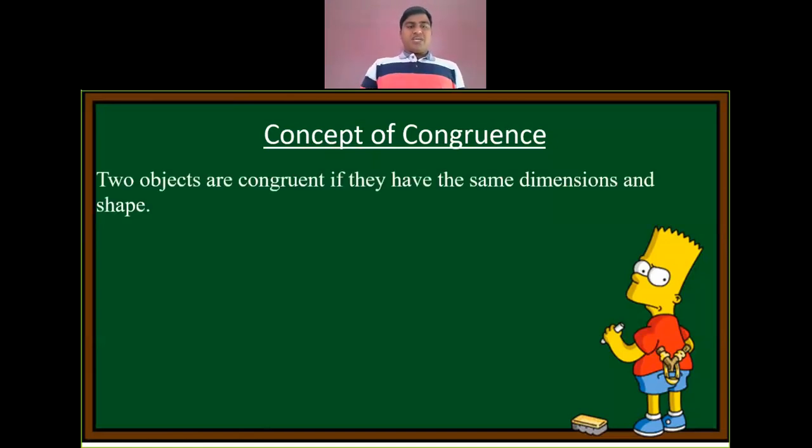Two objects are congruent if they have same dimension and same shape. If two objects have same dimension and same shape, then two objects are congruent.